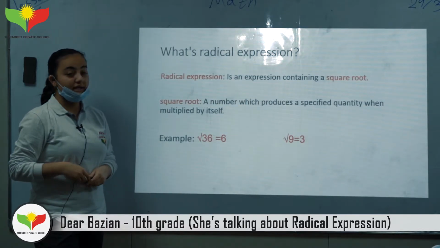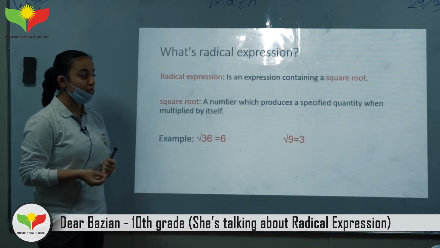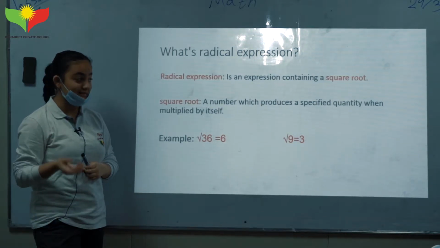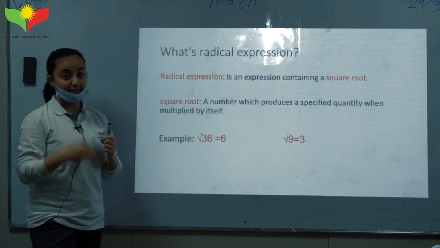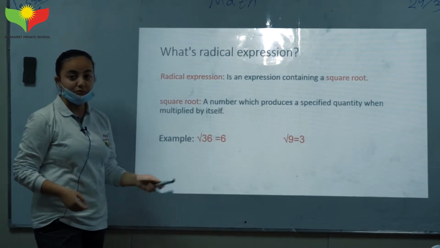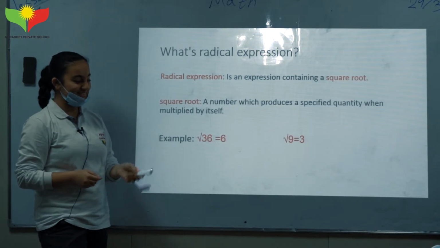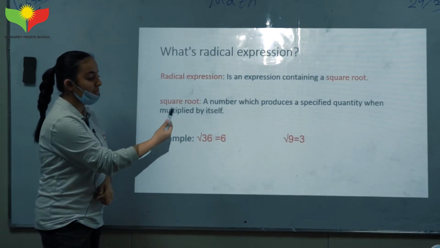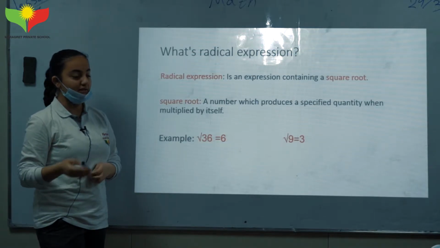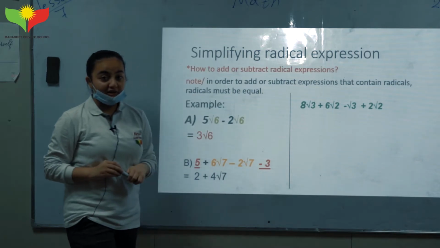A radical expression is an expression containing a square root. What is a square root? A square root is a number which produces a specified quantity when multiplied by itself. For example, we have the square root of 36, which equals 6, because 6 times 6 is equal to 36. And the same goes for the square root of 9, which equals 3, because 3 times 3 equals 9. Okay.